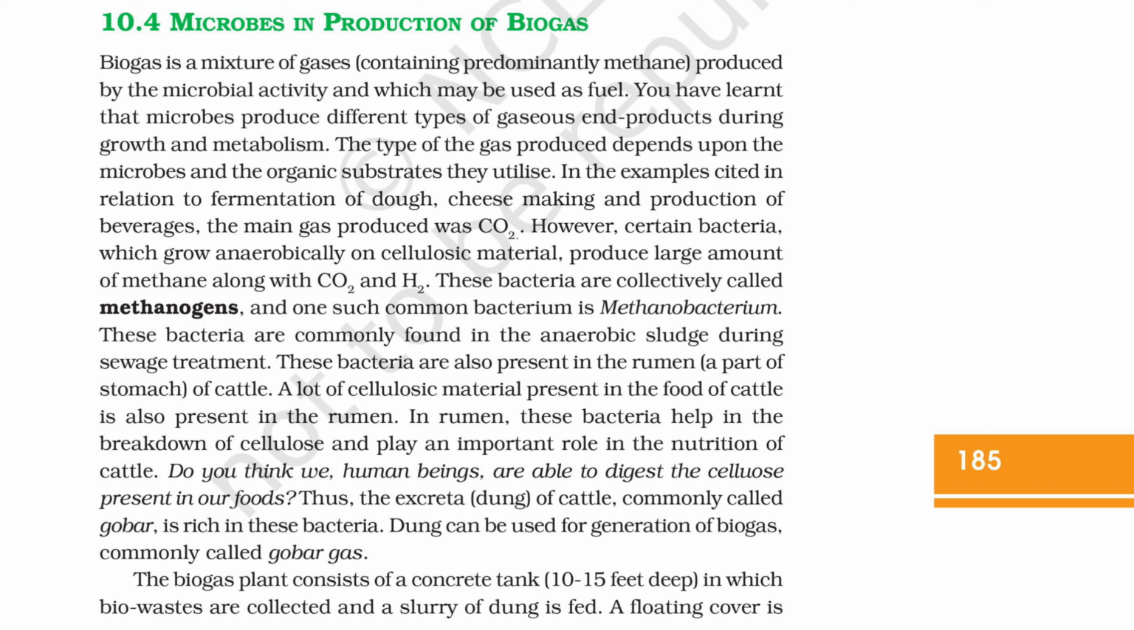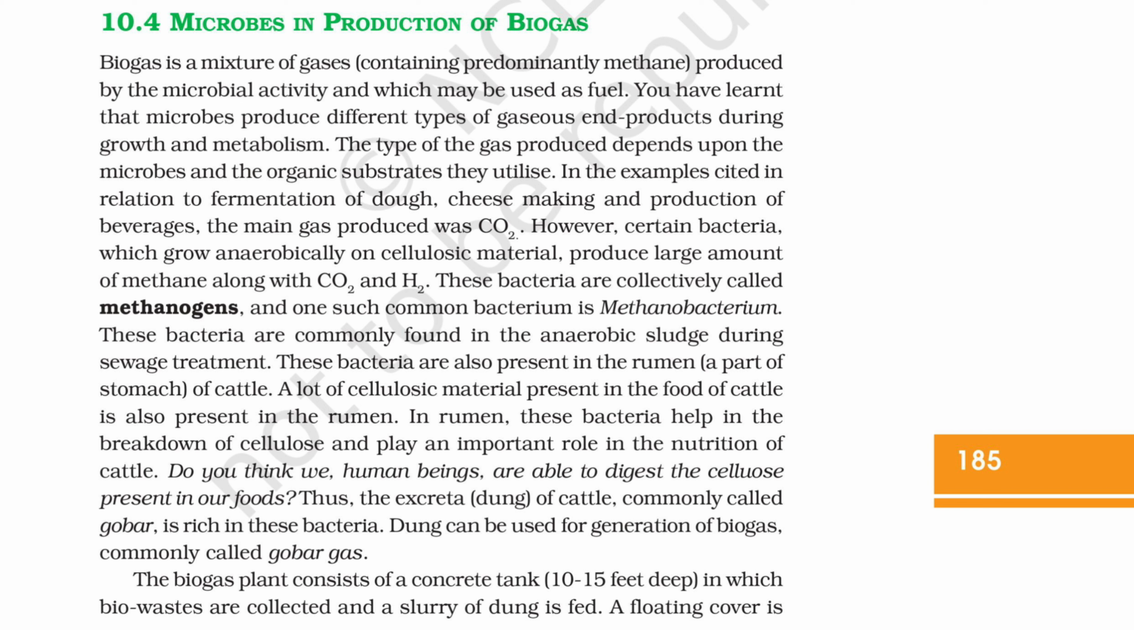These bacteria are collectively called methanogens, and one such common bacterium is Methanobacterium. These bacteria are commonly found in the anaerobic sludge during sewage treatment. These bacteria are also present in the rumen, a part of the stomach, of cattle. A lot of cellulosic material present in the food of cattle is also present in the rumen. In the rumen, these bacteria help in the breakdown of cellulose and play an important role in the nutrition of cattle. Do you think we, human beings, are able to digest the cellulose present in our foods?